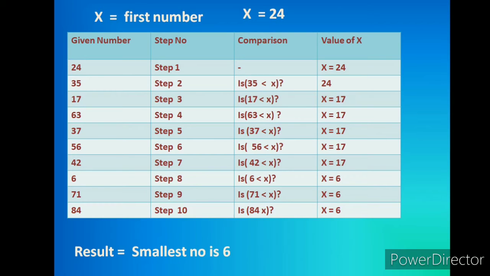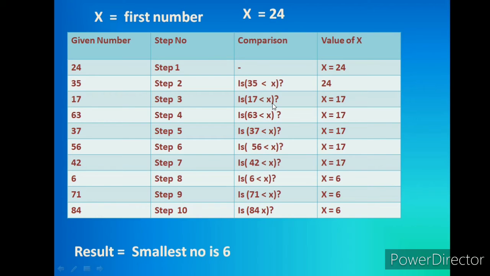As you can see, there are 10 different numbers in the list, that is 24, 35, 17, etc. So we have assigned the first number to x, and from the second position we are comparing the value. Now at the second position 35 is the number and we are checking with x. Is 35 less than x? No. So x will be as it is. Move on to the next position, that is the third position, 17. We will check with the value of x. Is 17 less than x?